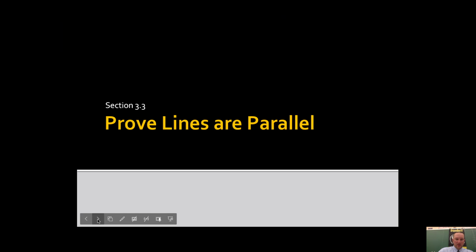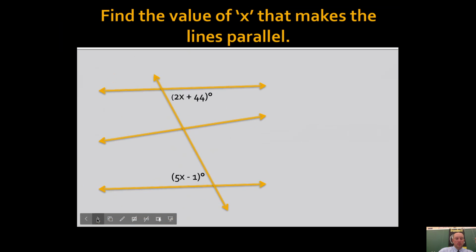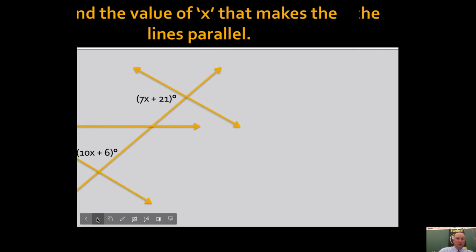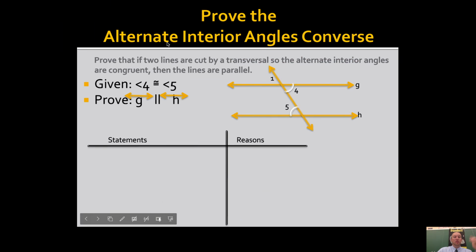Okay, so this is for section 3.3. We need to prove those three theorems so we can use them. Now, we are allowed to use the postulate right now to prove this theorem. So we need to prove the alternate interior angle converse, which means we're given congruent alternate interior angles. Can we somehow show that line G and line H are parallel to each other?